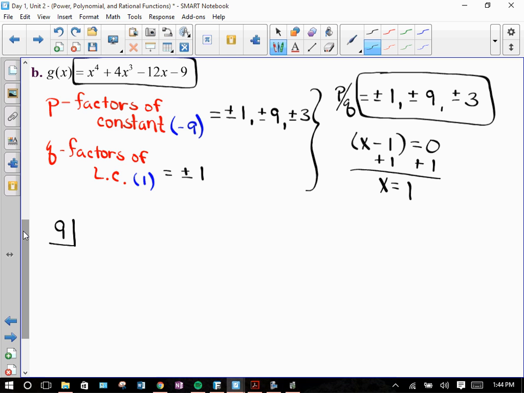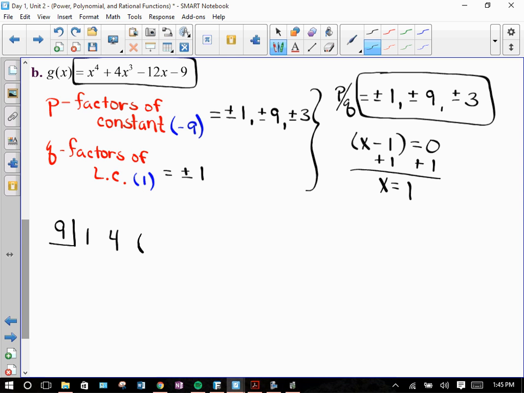So what is the coefficient of x to the fourth? 1. What is the coefficient of x to the third? 4. What is the coefficient of x squared? There is no x squared, I can't put 1, so 0.